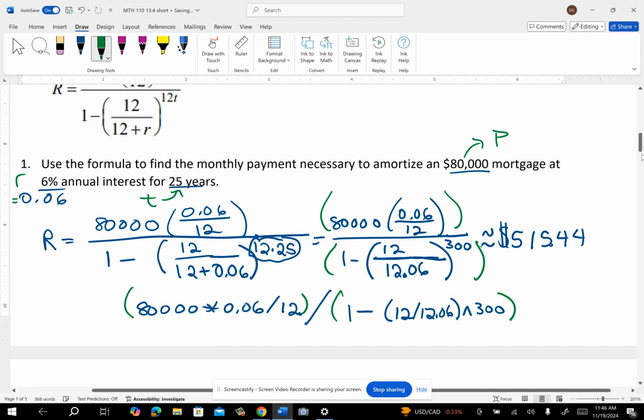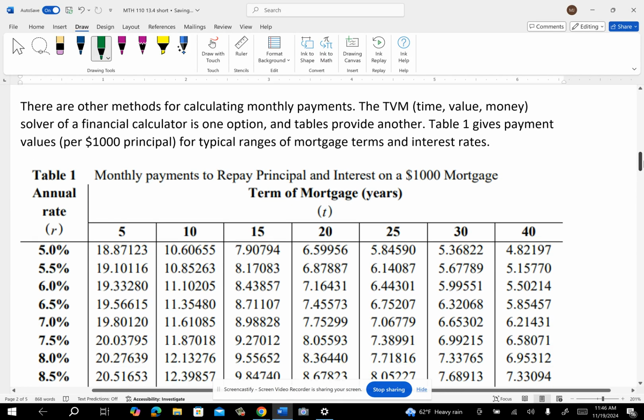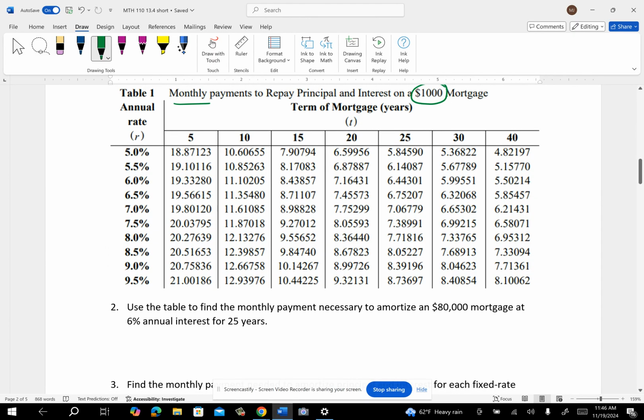All right, so here on the next page, I'm telling you that there's a lot of other ways of calculating the monthly payment. There's one in particular that you need to learn how to do that uses this table. So this table gives you what the monthly payment would need to be to repay the principal and interest you would owe for a $1,000 mortgage for various interest rates and terms. So we're going to learn how to use this table to answer question number 2.